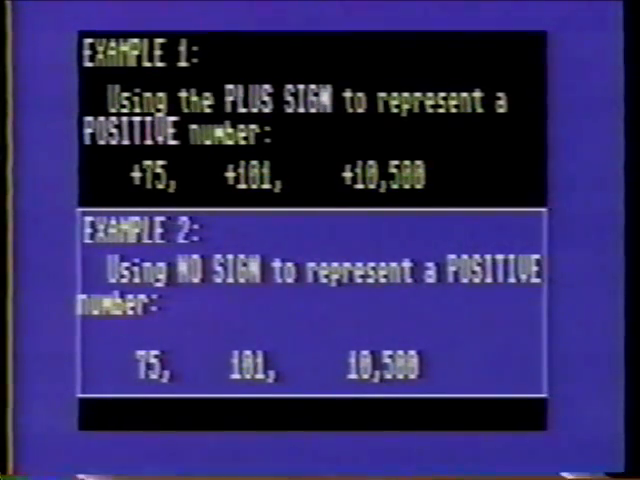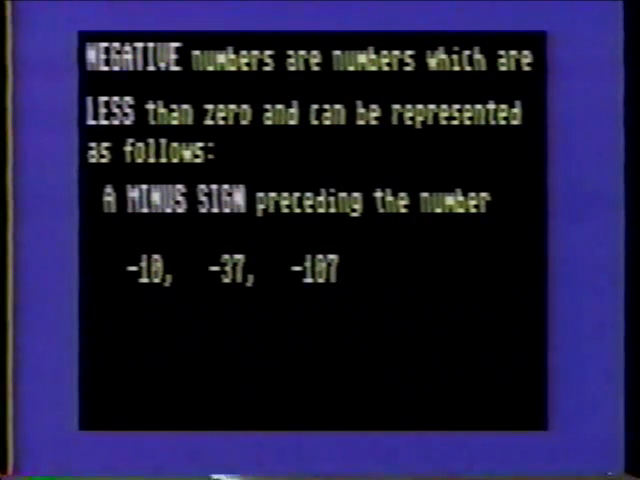Let's look at the definition of a negative number. Negative numbers are numbers which are less than 0 and can be represented as follows: a minus sign preceding the number. Note the following examples: negative 10, negative 37, negative 107.